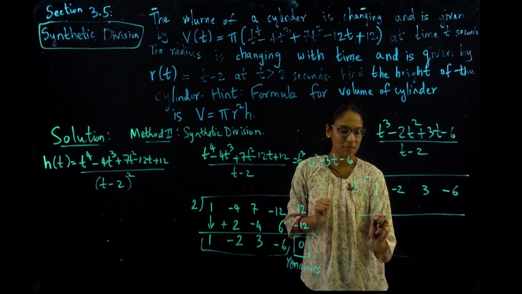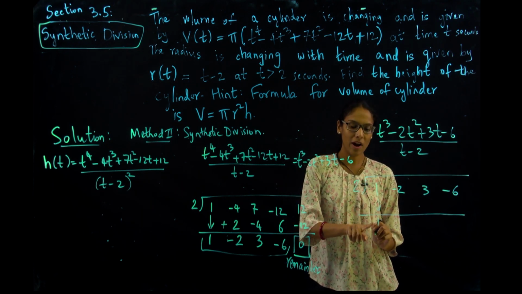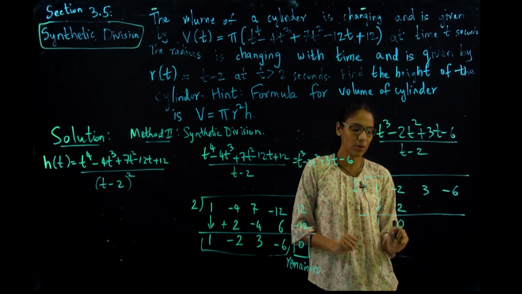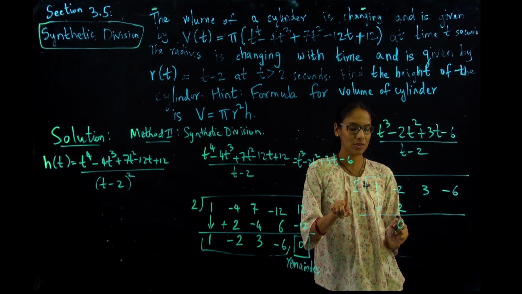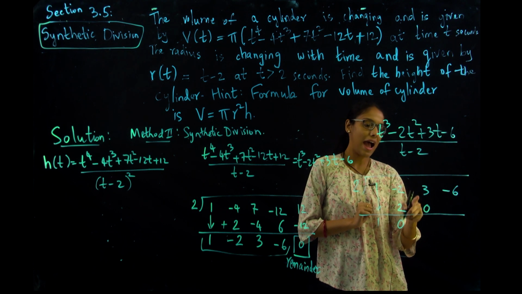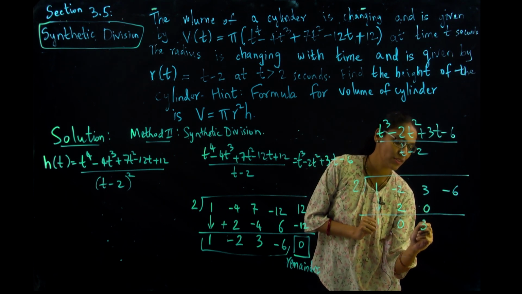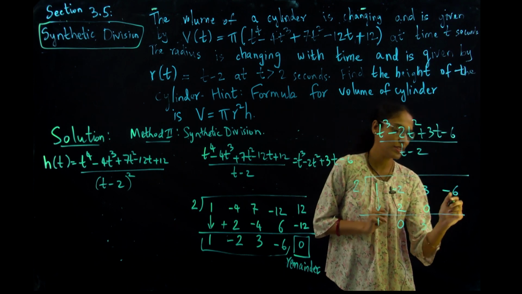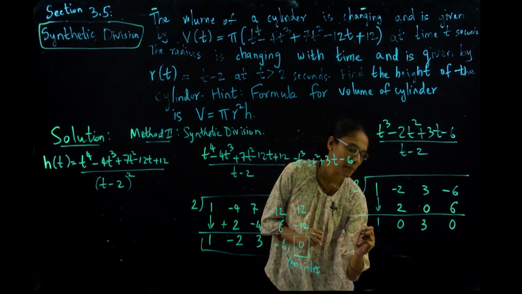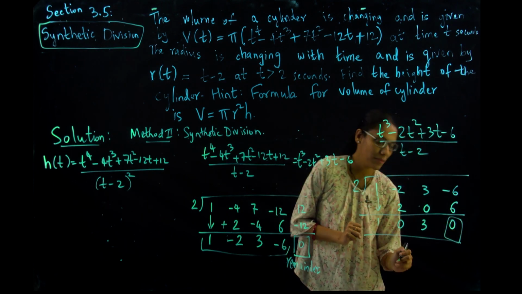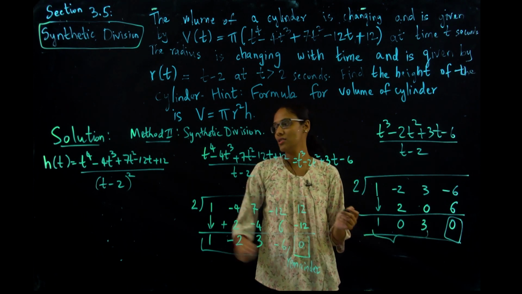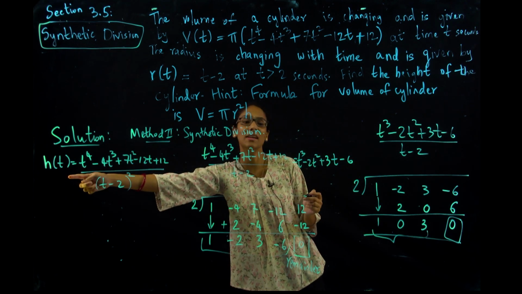Bring down this first coefficient, so that is 1. Now 1 multiplied with 2 is 2. Negative 2 plus 2 becomes 0. 0 multiplied with 2 is again going to be 0. Add these two, so 3 plus 0 is going to be 3. 3 multiplied with 2 is 6. Then add these two and we are going to get 0 again. So this is the remainder. And what we have here is the final quotient of doing this division, which means that is your h of t.